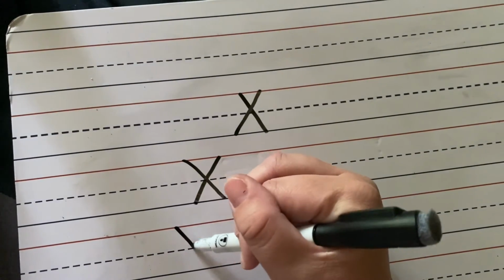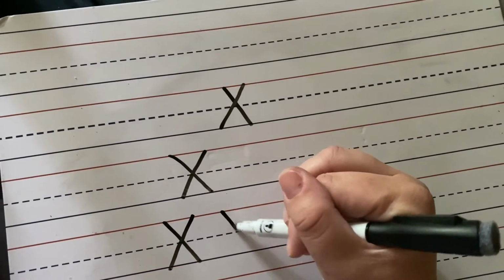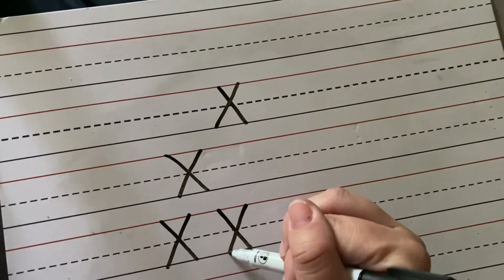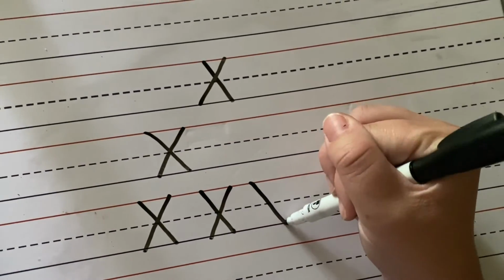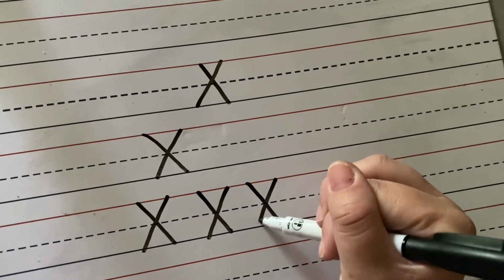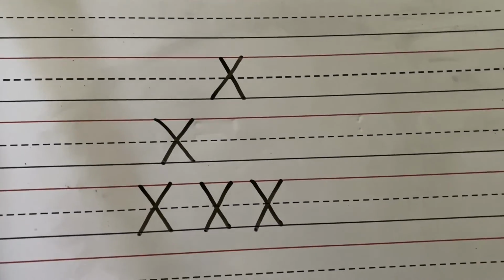Ready? Red to blue, red to blue. Remember to cross in the middle at the dotted line. Red to blue, red to blue. Cross in the middle to make it an X marks the spot like a pirate.